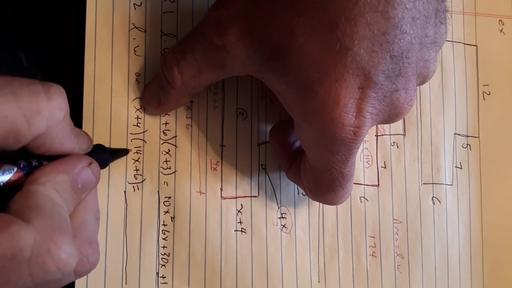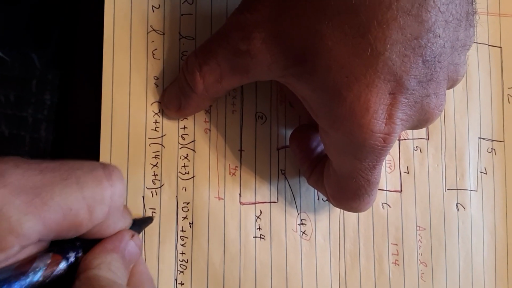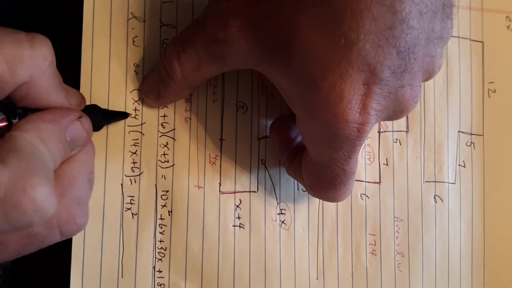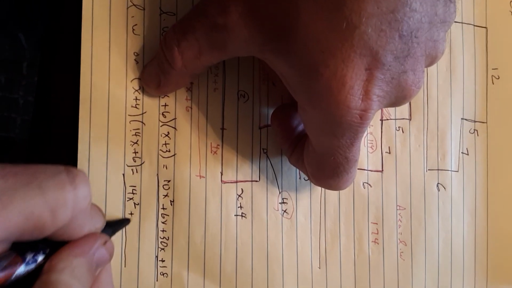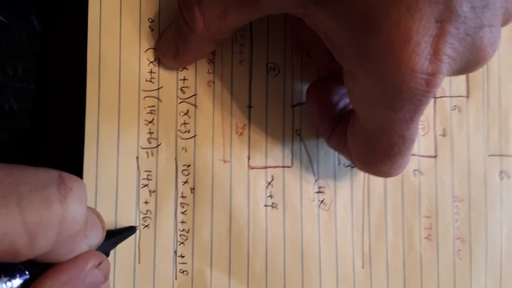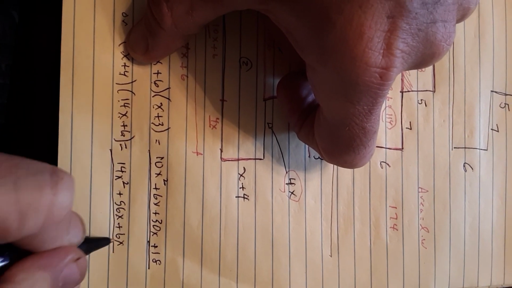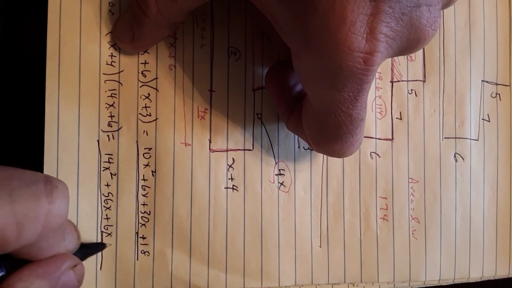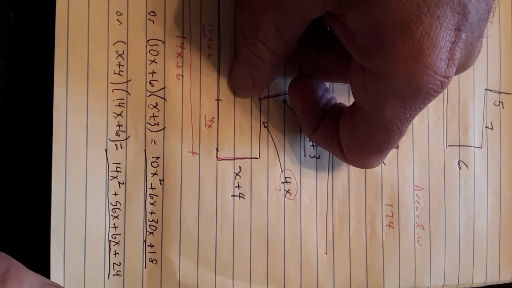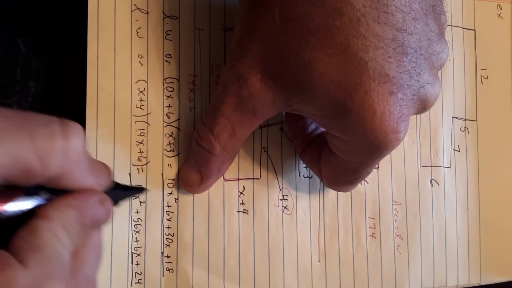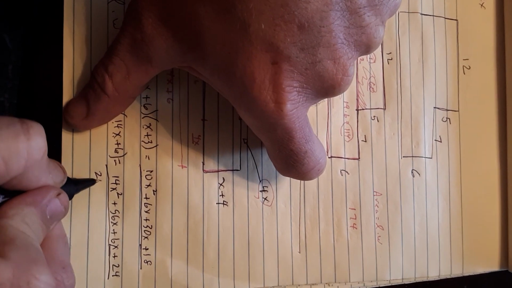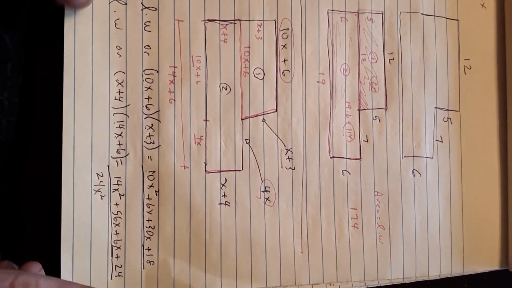Down here, x times 14x is 14x squared. 4 times 14x is 56x. x times 6 is 6x. And 4 times 6 is positive 24. Now, 10x squared and 14x squared would have been 24x squared.